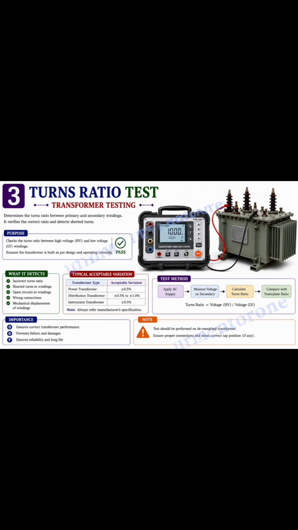3. Turns ratio test, TTR. The turns ratio test verifies whether primary and secondary winding turns ratio is correct. Its purpose is to confirm transformation ratio, to detect shorted turns, and to verify tap changer condition. Procedure. Apply low AC voltage to HV side, measure secondary voltage, compare measured ratio with nameplate ratio. Acceptance variation should generally be within plus or minus 0.5%.